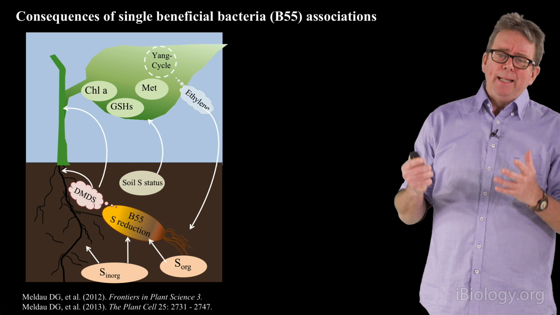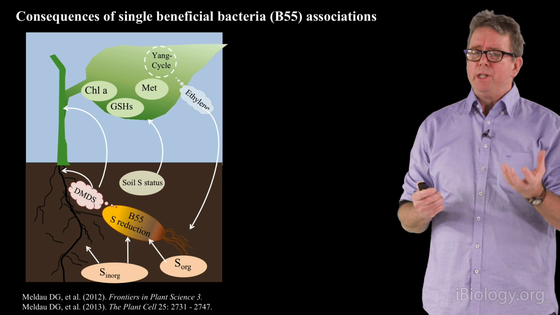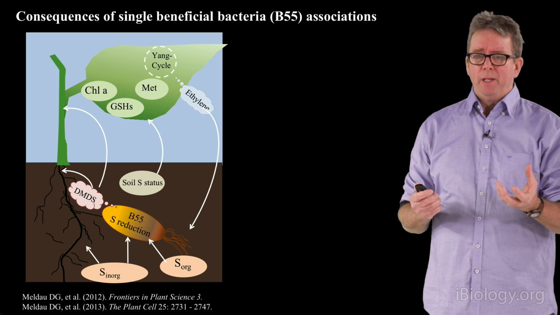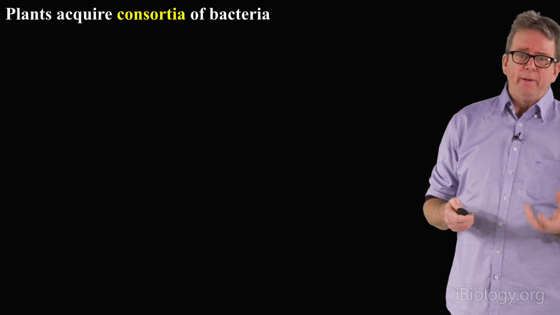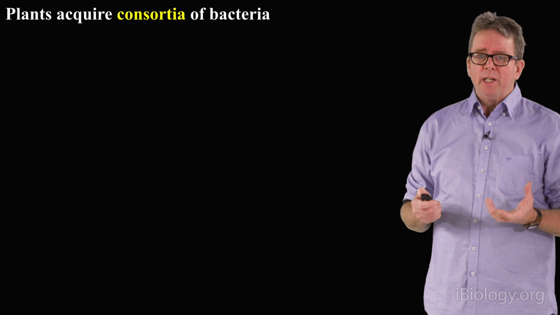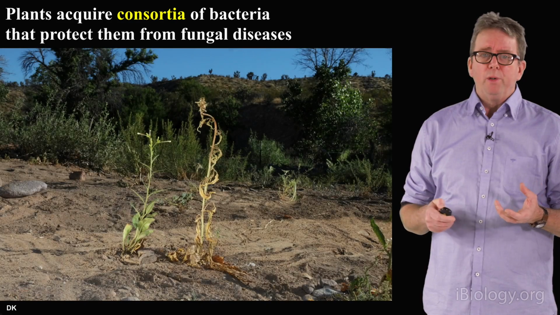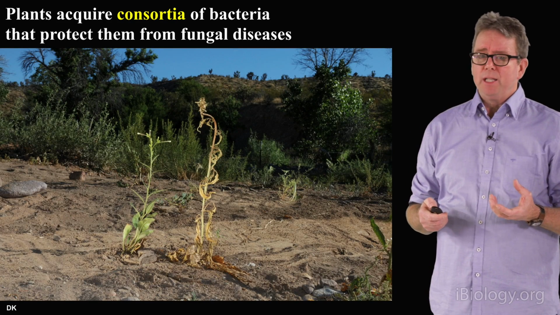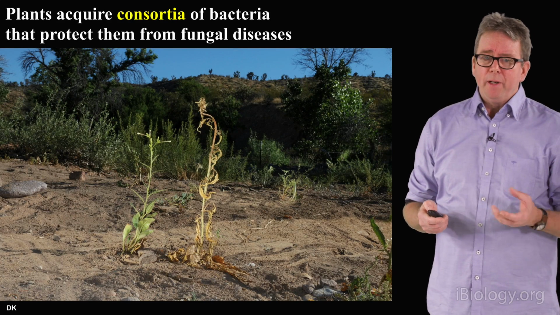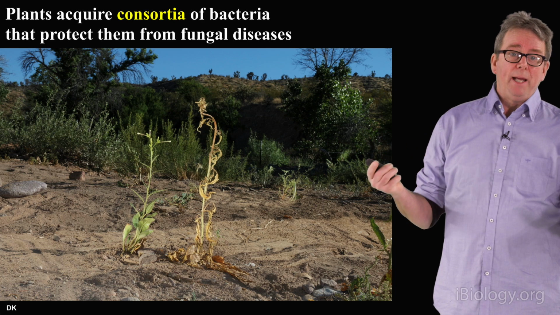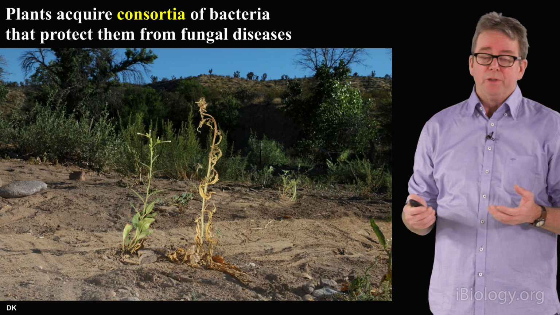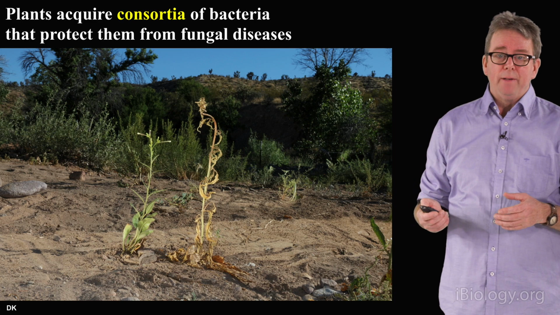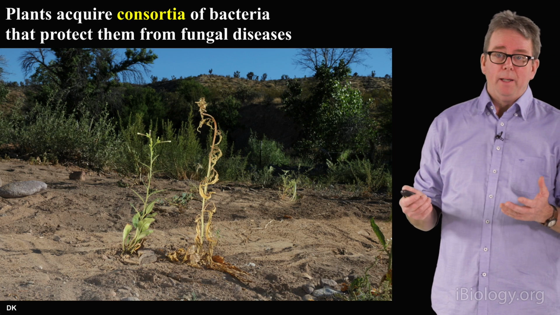But plants in the real world don't acquire just one bacterial species. They acquire consortia of bacteria species. And we've learned very recently that these consortia of bacteria play a very important role in protecting plants against fungal diseases. The plant there on the right does not have its microbiome and is attacked by a native fungal disease of Alternaria and Fusaria, while the one on the left has its native bacterial microbiome and is protected.